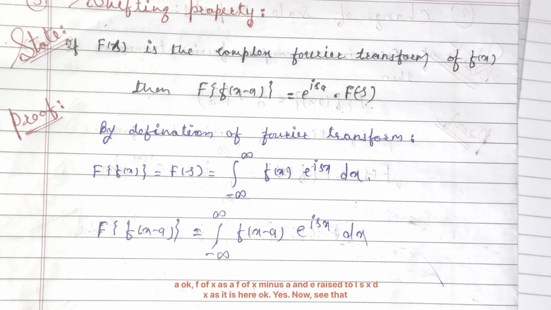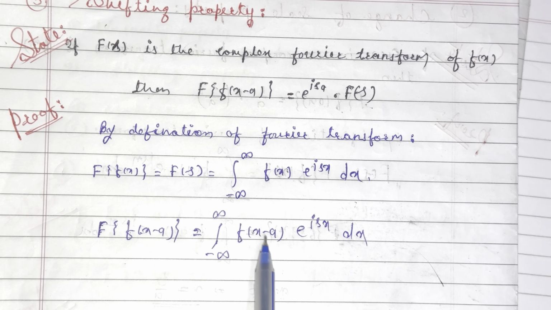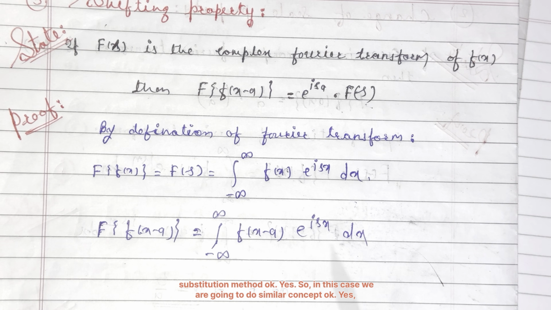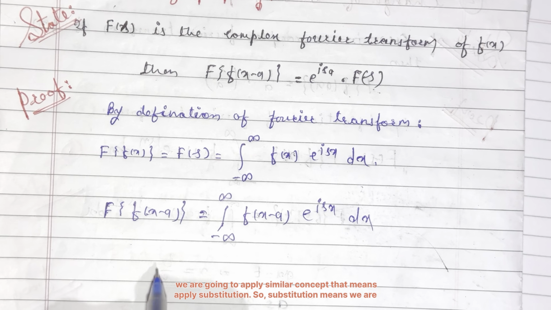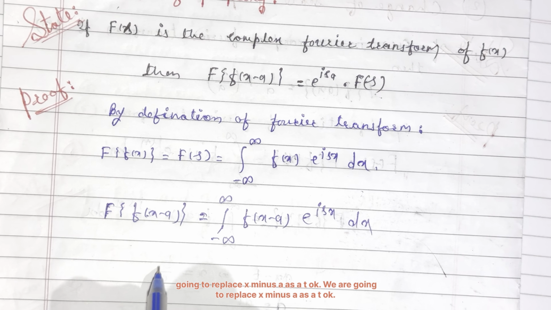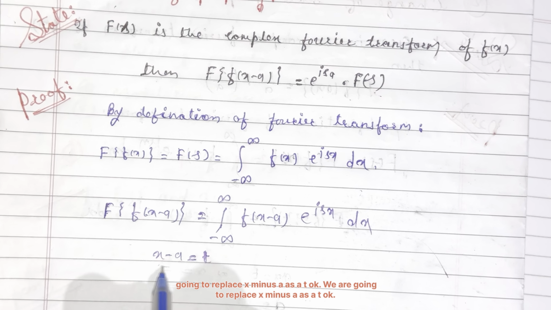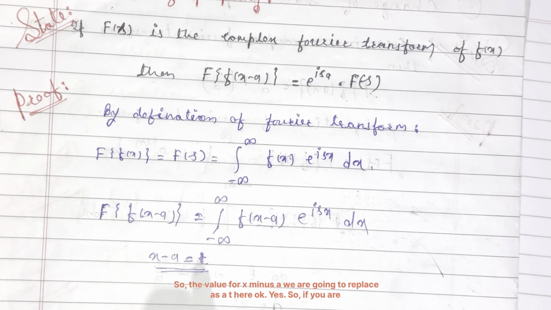Now, in our previous property, the change of scale property, whenever we had a function of a function, f of ax, we applied the substitution method. In this case we are going to use a similar concept. We apply substitution by replacing x minus a with t.